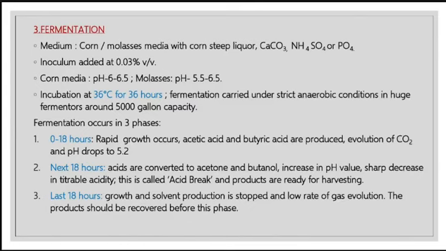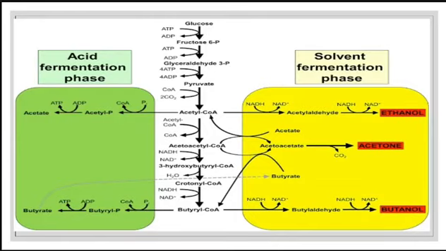During the last 18 hours, growth and solvent production stop, and there is only a low rate of gas evolution. The products should be recovered before this phase. This is the figure of acetone butanol fermentation. First, glucose is converted to pyruvate by glycolysis, and from pyruvate, acetyl-CoA is formed.